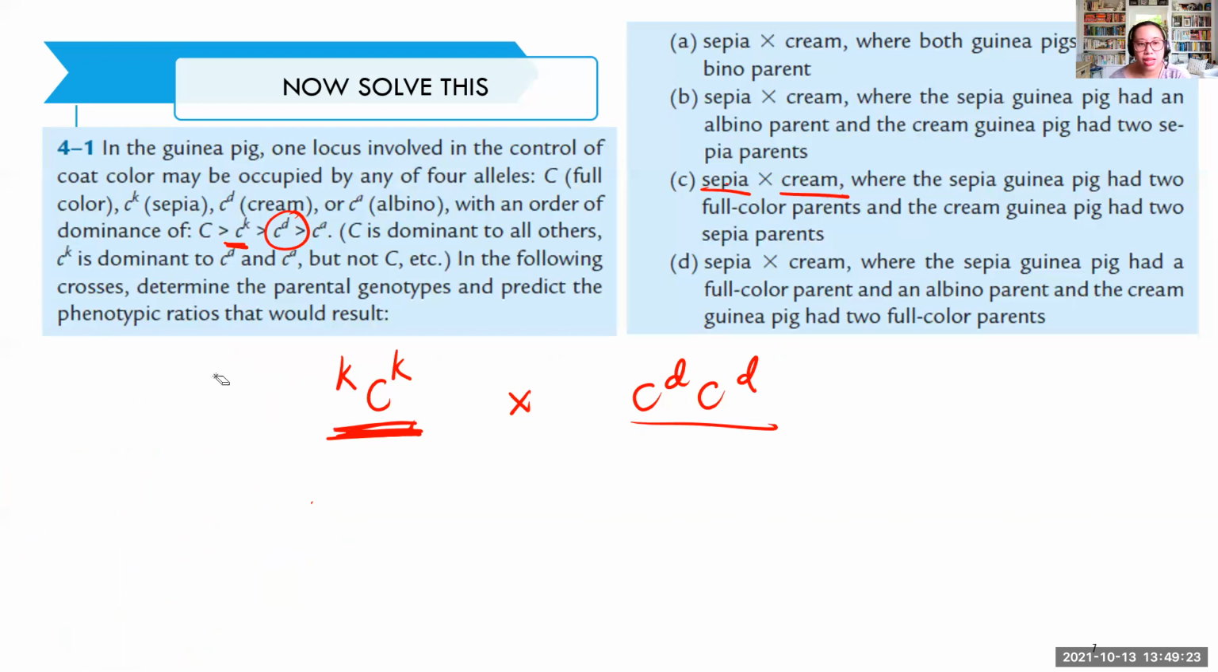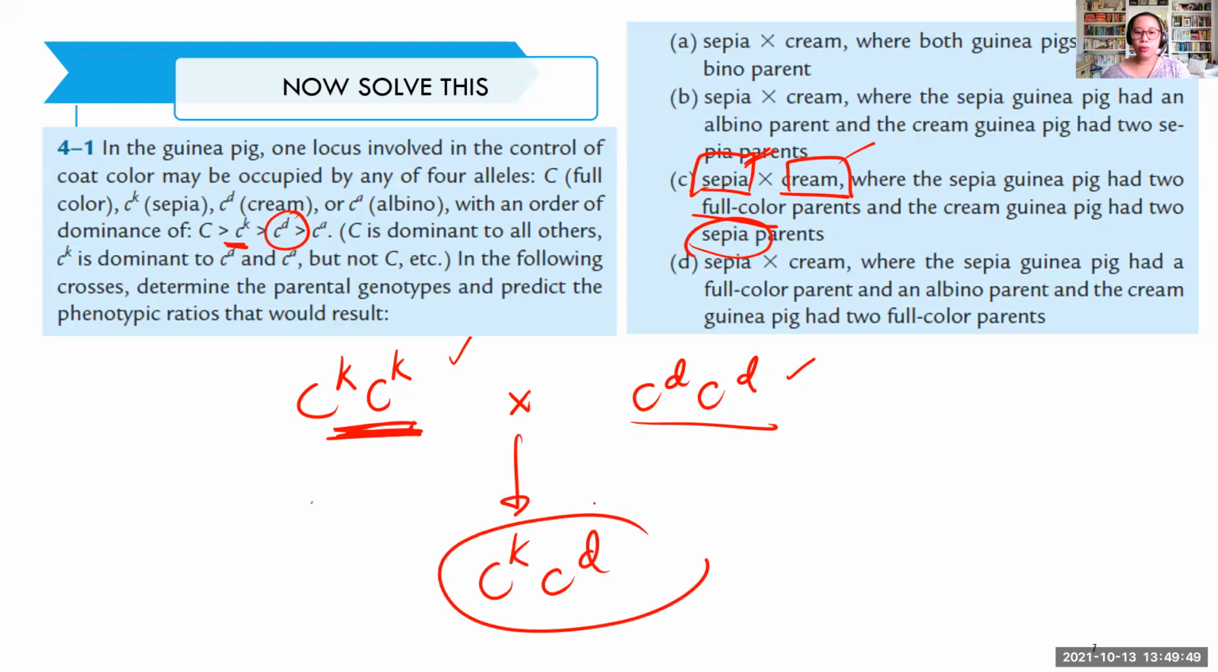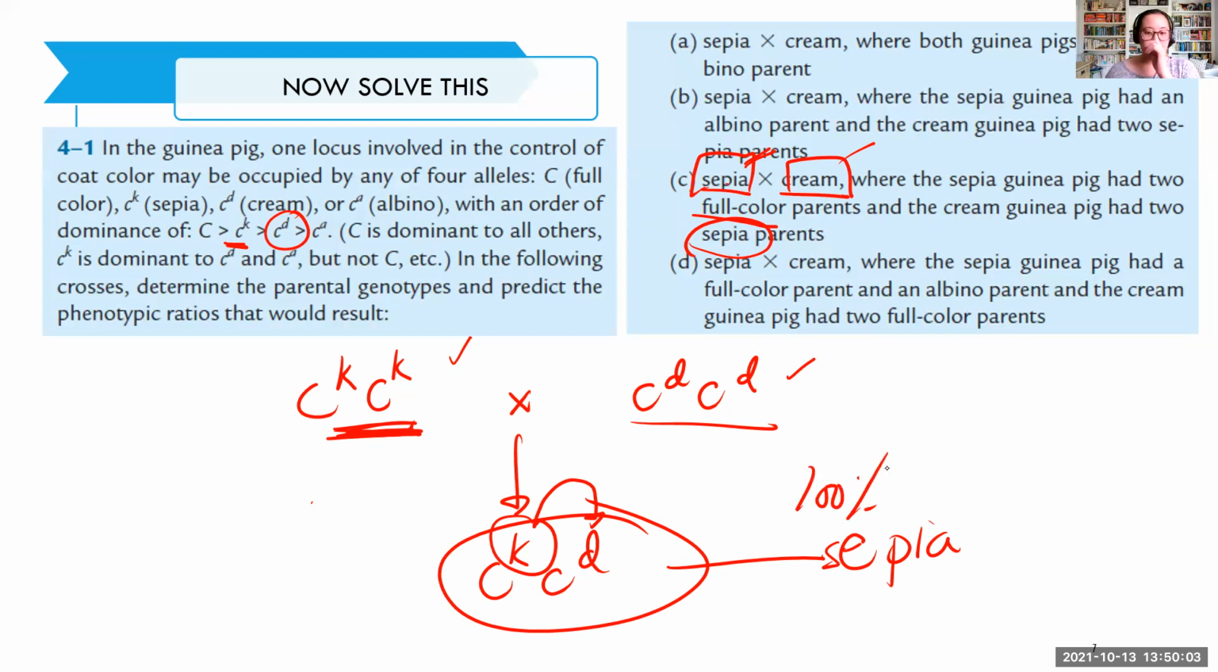So, that is just to show you the origin of a particular genotype. So, you should know it so that you know whether a new parent, in this case, sepia and cream, is homozygous or heterozygous. So, in this case, the sepia is homozygous because it comes from two full color parents. The cream is also homozygous because this cream came from two sepia parents. So, no brainer, no need to solve. All the progeny will still be sepia, because sepia is dominant to cream. Okay, so the progeny for this cross will be 100% sepia.